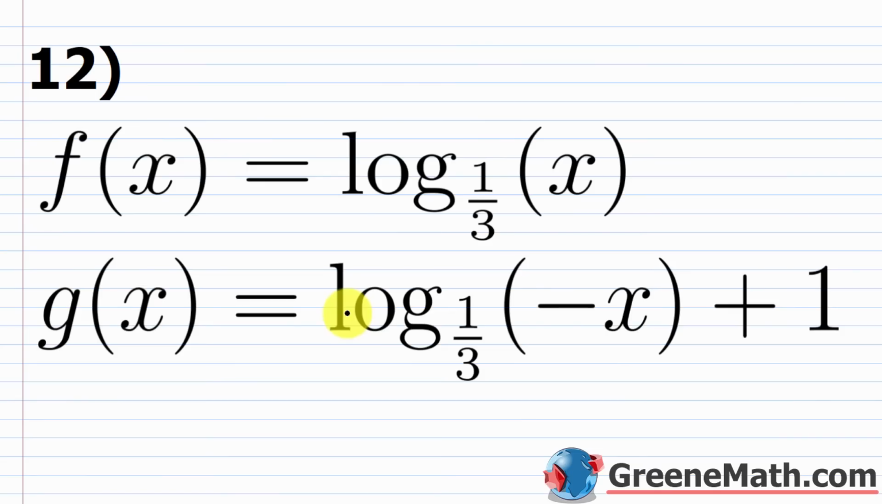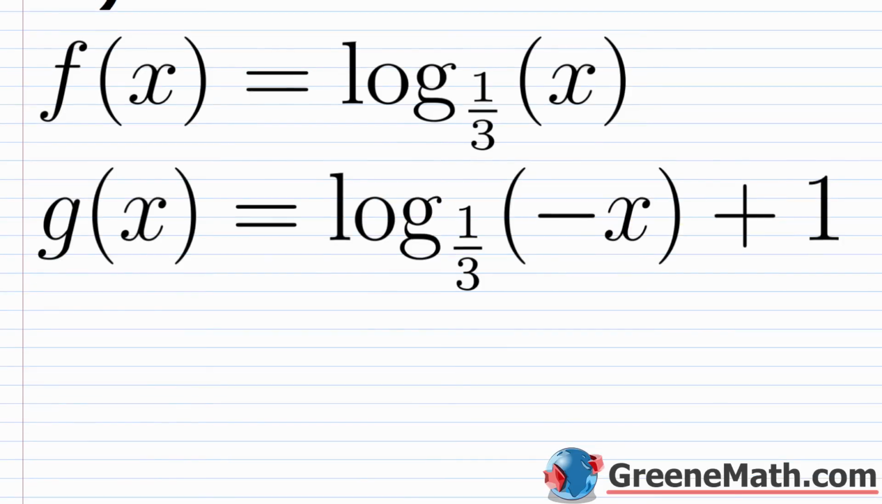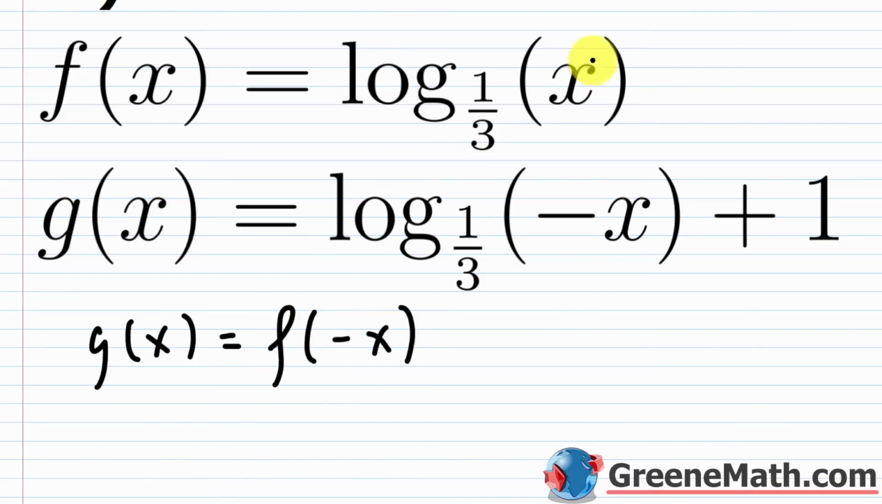All right, for problem 12, we have f of x equals log base 1/3 of x, and then g of x equals log base 1/3 of -x, and then +1. So in terms of the transformation from f of x to g of x, I'm going to write g of x as being equal to, well, this would be f of -x. If I plug in a -x for x there, I would get this right here. Then you just have the +1.